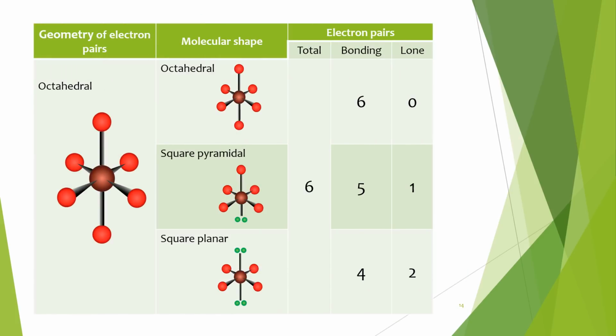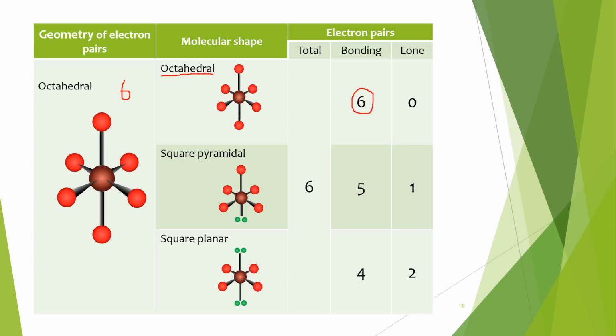And the last geometry of electron pairs is octahedral, where the number of electron pairs is equal to 6. So for the first case, for the molecular shape, when the electron pairs consist of 6 bonding pairs, the molecular shape will still be the same as the geometry, which is also octahedral.